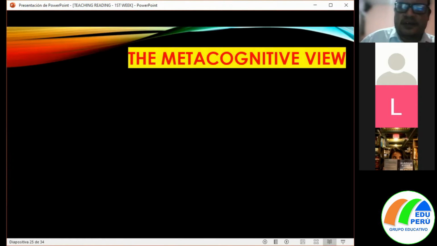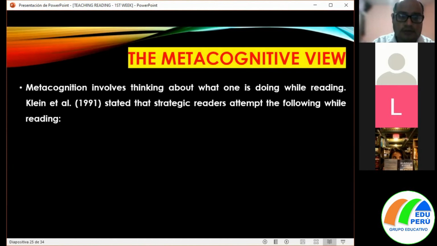Now, let's pass to the third view, or third theory of reading, the metacognitive view. Metacognition, as I told you, involves thinking about what one is doing while reading. So you are going to analyze, what are you doing while you are reading? Klein et al., 1991, stated that strategic readers attempt the following while reading. Notice this word, very important, strategic.